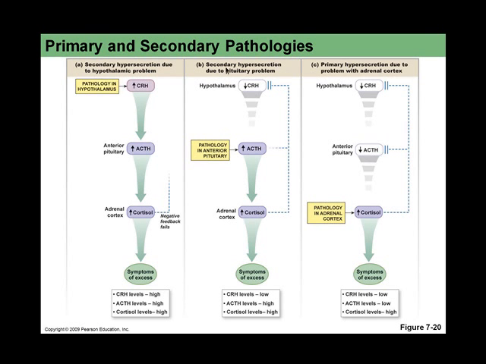A secondary hypersecretion due to a pituitary problem. So in this case, the ACTH is going to be high, and the cortisol is going to be high. So hormones 2 and 3 are going to be high, but hormone 1 is going to be shut down from negative feedback. And then a primary hypersecretion due to a problem with the adrenal cortex. Well, then hormone 3 is going to be high, and hormones 2 and 1 are going to be shut down from negative feedback, right?